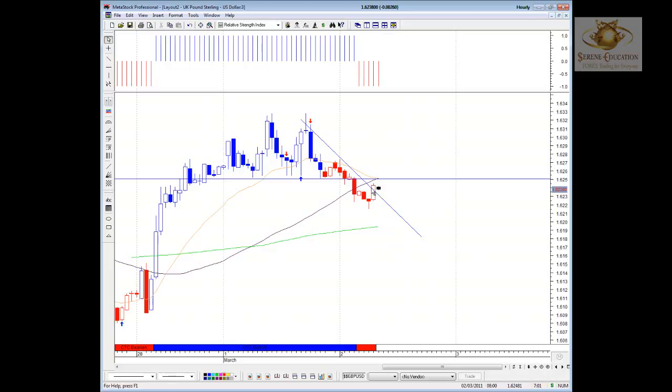So for this to be bullish again, it needs to do a lot of work and be trading above 1.6250, or 1.6260 in this case. Okay, we don't want to be trading false breakouts.